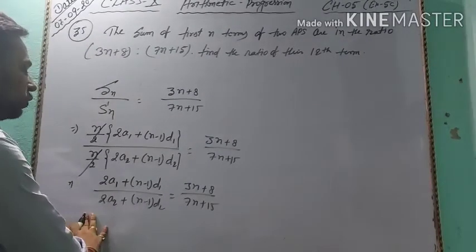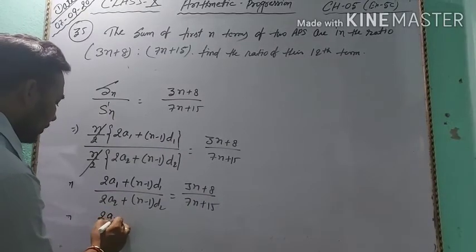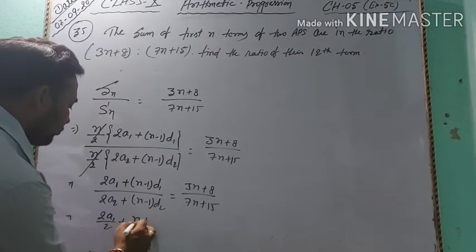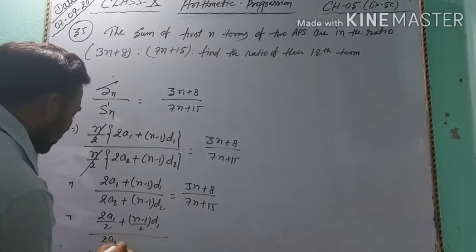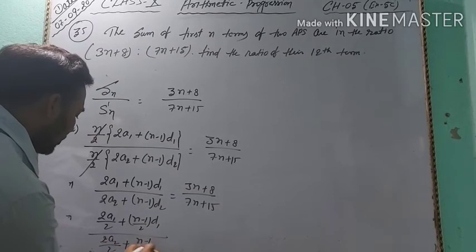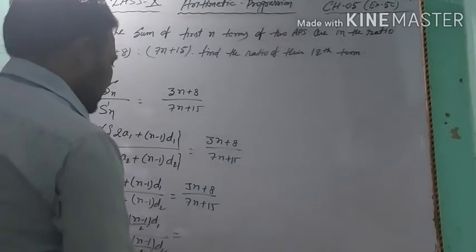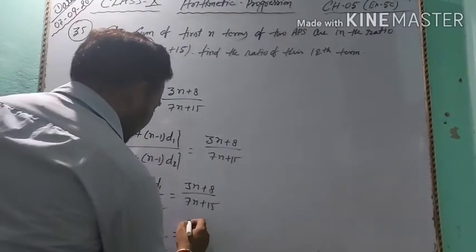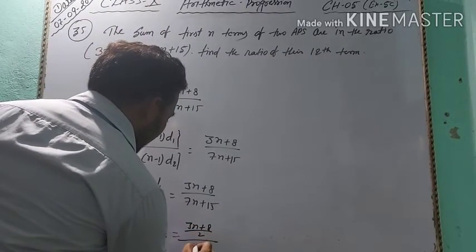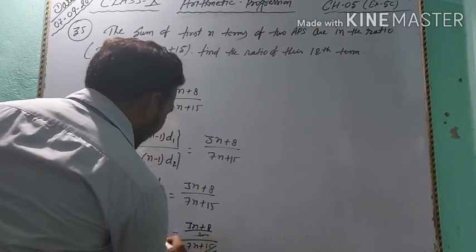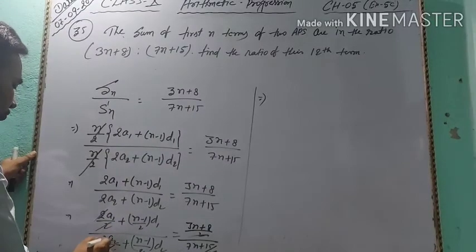On dividing by 2 on both sides, that is 2a1 by 2 plus n minus 1 by 2 into d1, divided by 2a2 by 2 plus n minus 1 by 2 into d2, and 3n plus 8 by 2 divided by 7n plus 15 by 2. The 2 is cancelled. Students, here 2 is cancelled.